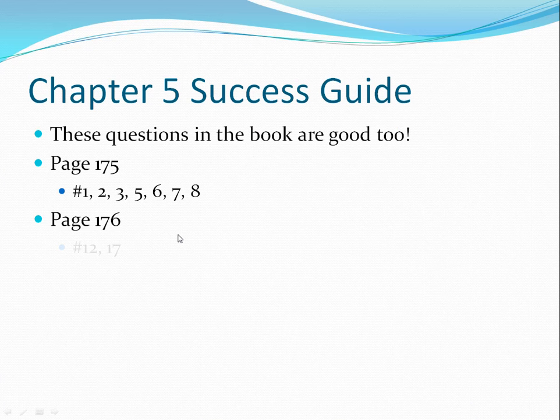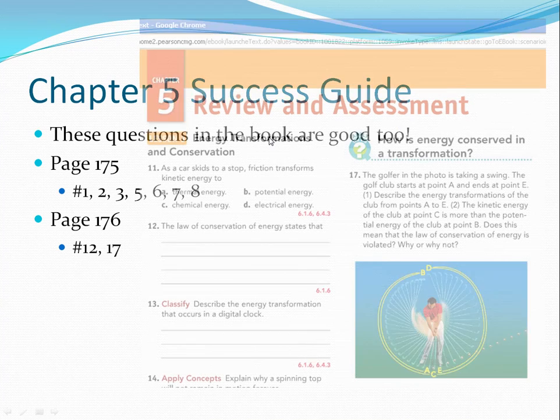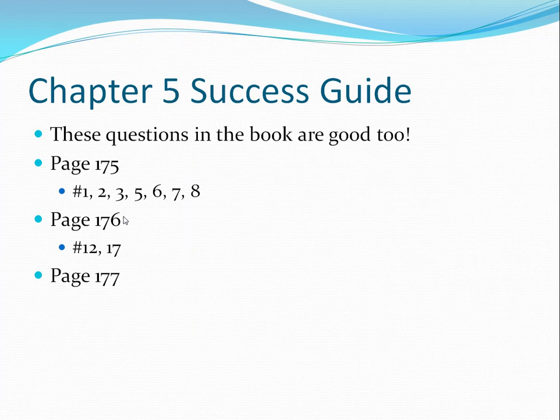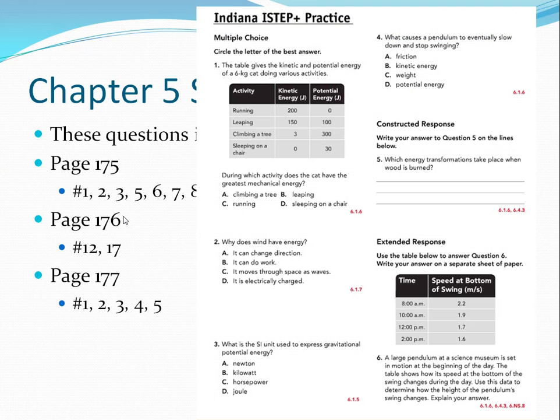On page 176, questions number 12 and 17. Number 12 is the law of conservation of energy states that. And number 17, looking at the golfer's swing. That's one that Mr. Collinger would definitely enjoy. And then on page 177, questions number 1, 2, 3, 4, and 5. So most of the questions on this page are very good questions. These are actually similar to what you'll see on the ISTEP test too, so it's handy to take a look at these.